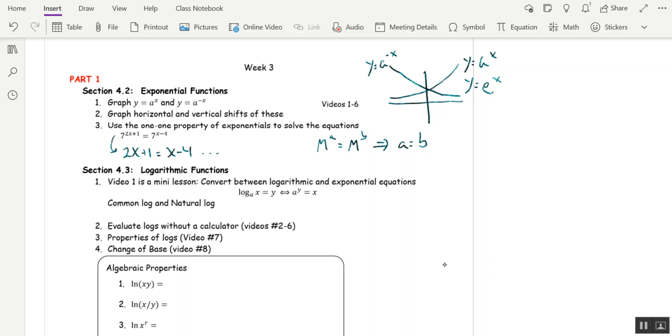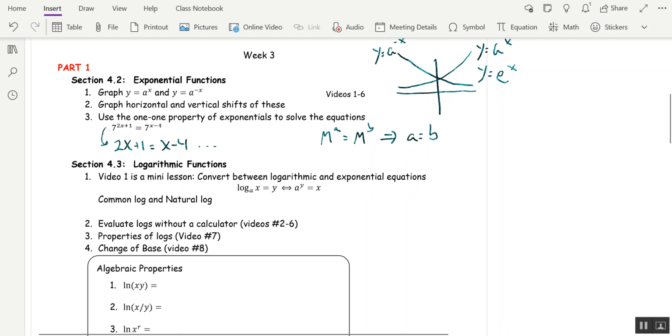Section 4.3, logarithmic functions. Video 1 talks about converting between logarithmic and exponential equations. In a nutshell, here's the relationship. y equals log base a of x if and only if, that's what the double arrow means, a to the y equals x. So you want to be able to write each equation in exponential form as a logarithmic equation and vice versa.